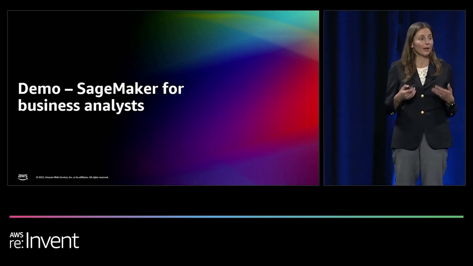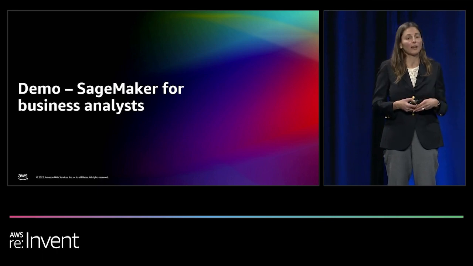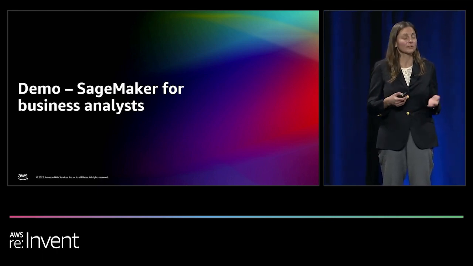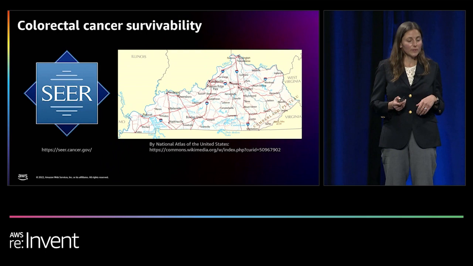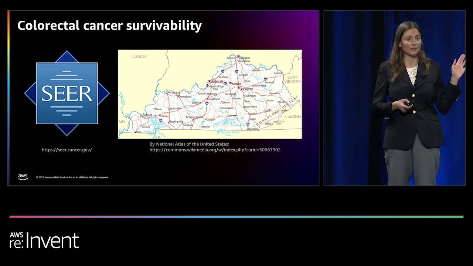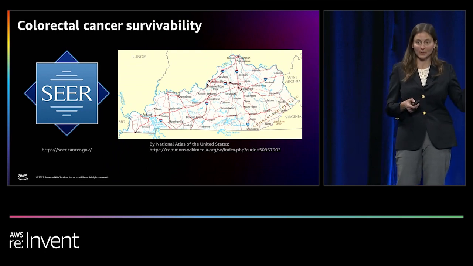So what I'm going to show in this demo, I'm going to take on the role of a public safety and health officer, and I want to predict survivability of cancer 5 years after diagnosis. So the data set that I'm going to use for this is called SEER. It's an open source data set. Anyone can access the data. It's associated with the US government.